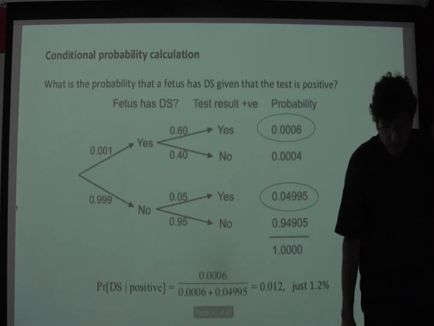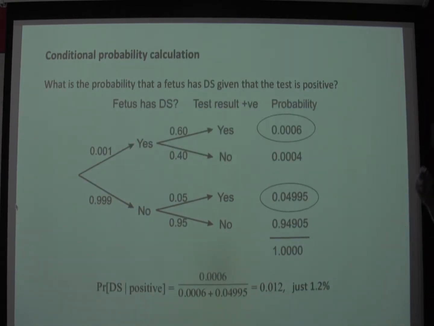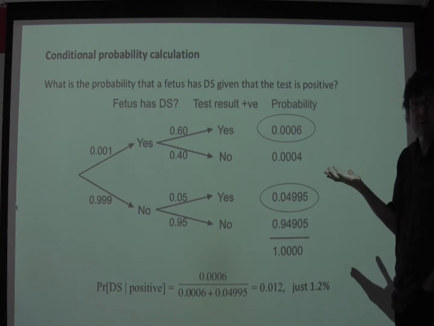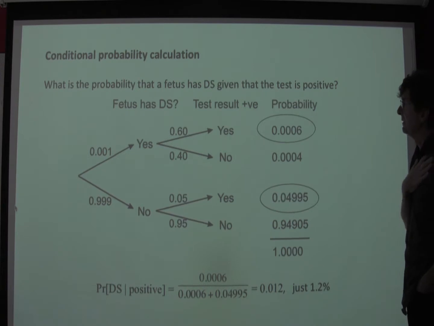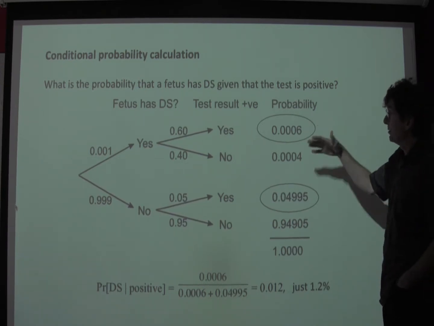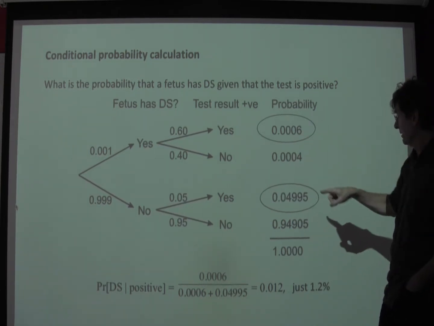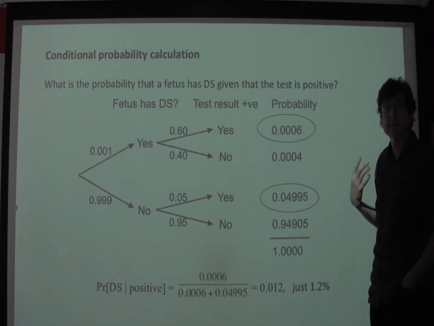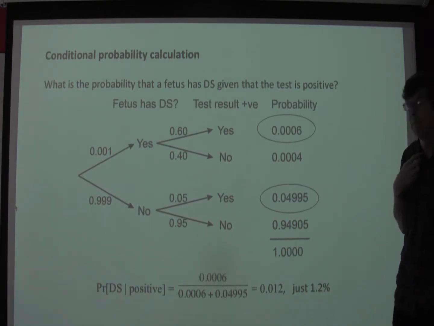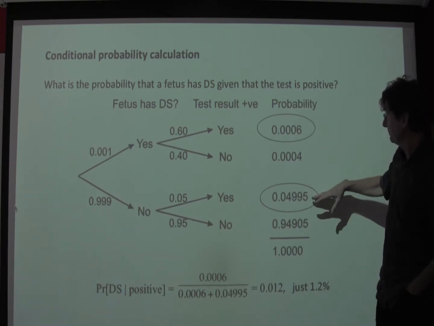But what we really want to know is what's the probability that the fetus has Down syndrome given that the test is positive? So we want to invert the probability. And we can use the probability tree to give us the answer to this. What are the two paths from the origin to the tip of this probability tree that have a positive test result as the outcome? And the answer is this and this.